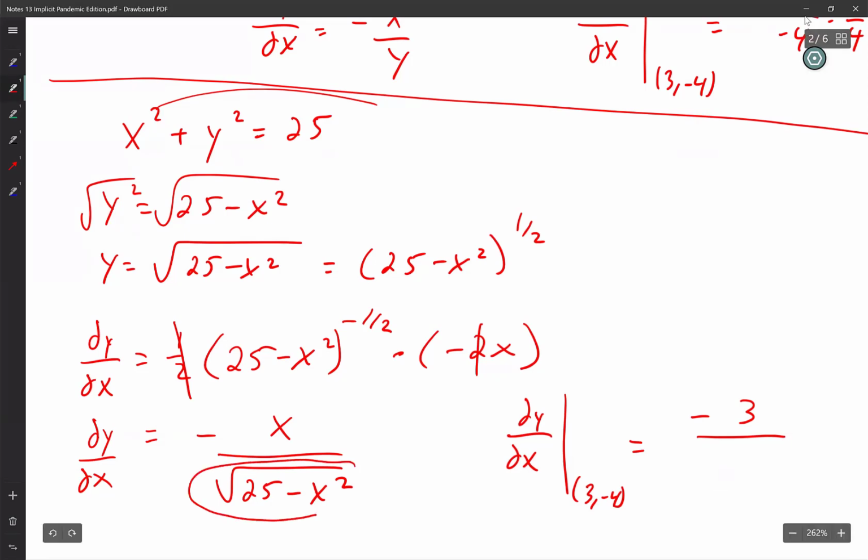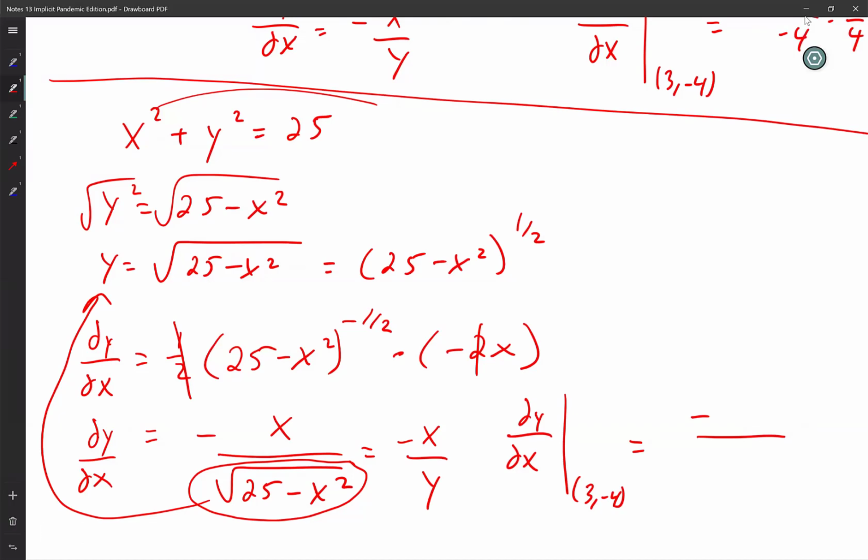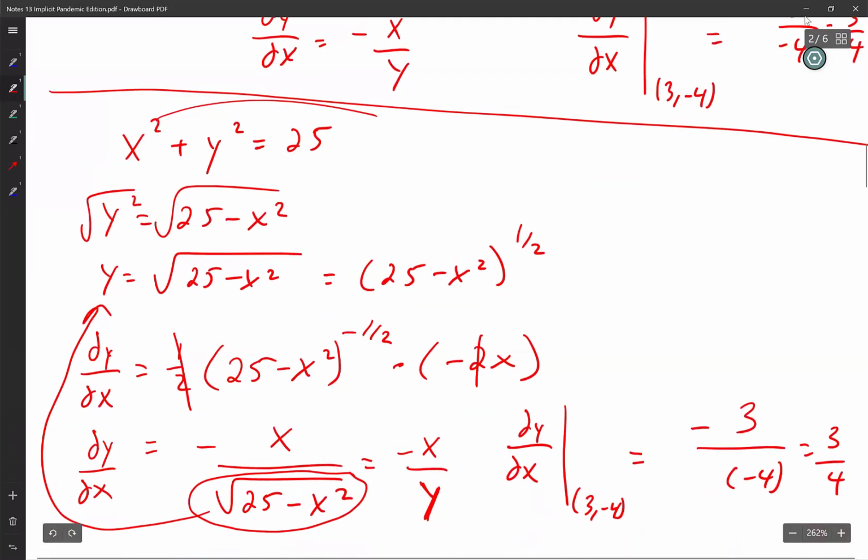This square root of 25 minus x squared, isn't that the same thing as just saying y? So I'm going to say y, that way we get the same answer. Negative x over y. So now look, finally, x is 3, and this y value here, I'm just going to plug it in. Negative 4. Actually, no, there's no negative there. So now I get the same thing: three-fourths.